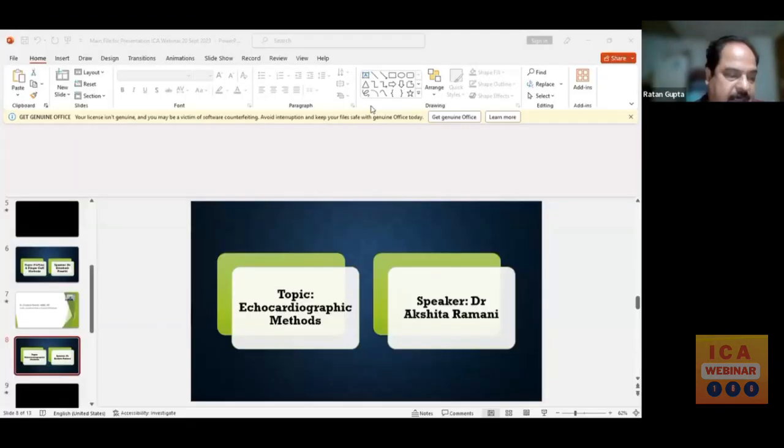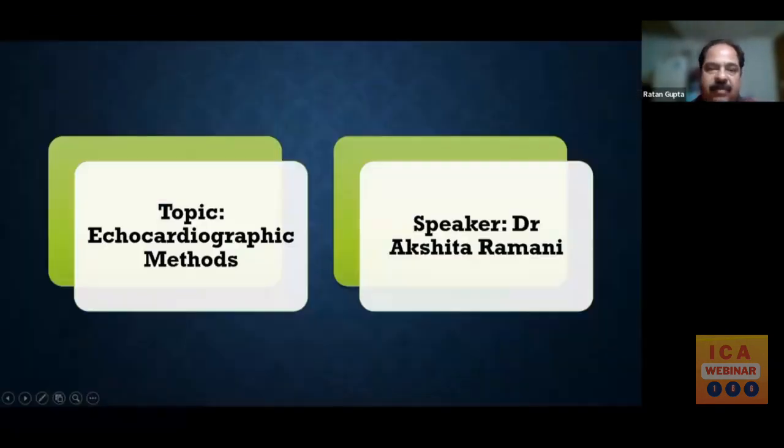Now I invite Dr. Akshita Ramani to go ahead with the presentation regarding cardiac output monitoring using transesophageal echocardiography. Dr. Akshita has done her MBBS from Rajadhyaksha Medical College and her PG from BJ Medical College, Ahmedabad. And now she is currently doing her DNB cardiac anesthesia at Narayana Hrudayalaya. Without much ado, I invite Dr. Akshita Ramani to go ahead with the presentation.